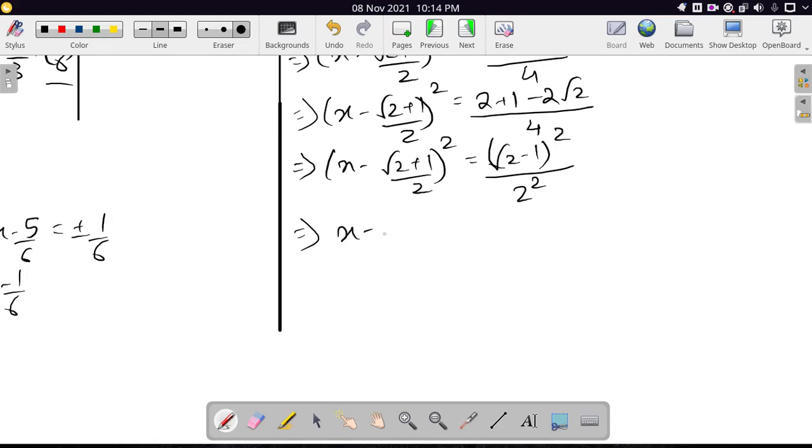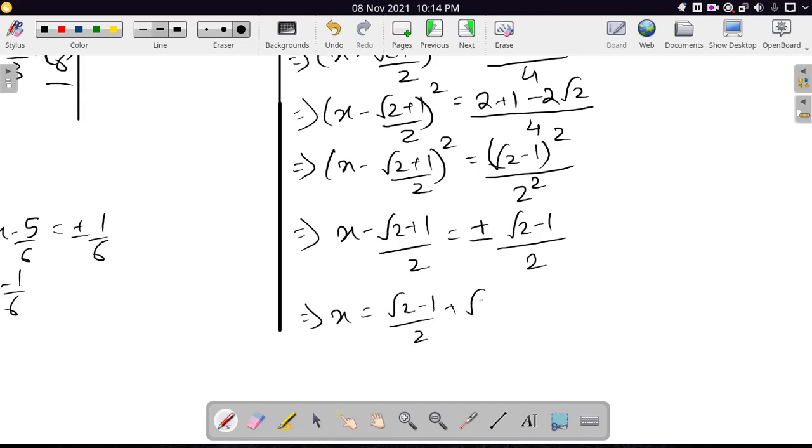So we can take the square roots out, but you have to remember the plus minus. The plus minus is very important because this is a quadratic equation. Quadratic equation will always have two roots. So x will be equal to (root 2 minus 1) by 2 plus (root 2 plus 1) by 2, or x will be equal to minus (root 2 minus 1) by 2 plus (root 2 plus 1) by 2.